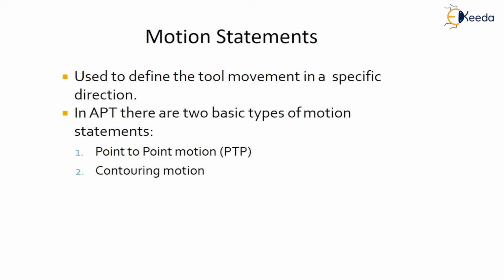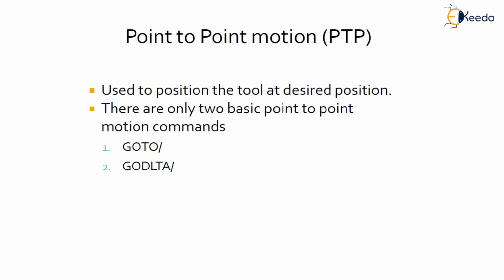Motion statements are used to define the tool movement in a specific direction. In APT, there are two basic types of motion statement, that is point-to-point motion and contouring motion. Let's begin with point-to-point motion. It is used to position the tool at a desired position, and there are only two basic point-to-point motion commands, that is GOTO slash, and GODLTA.